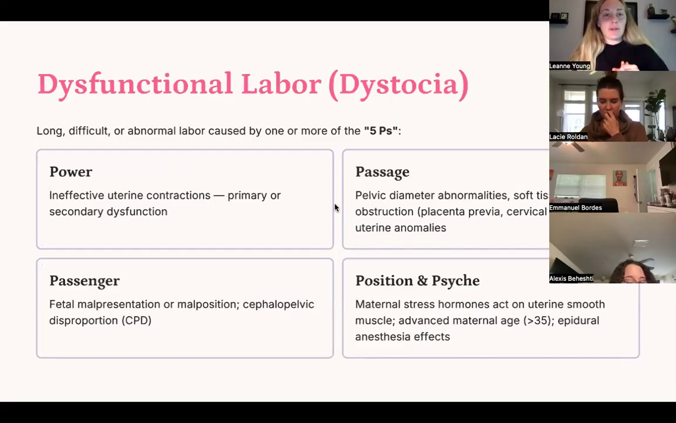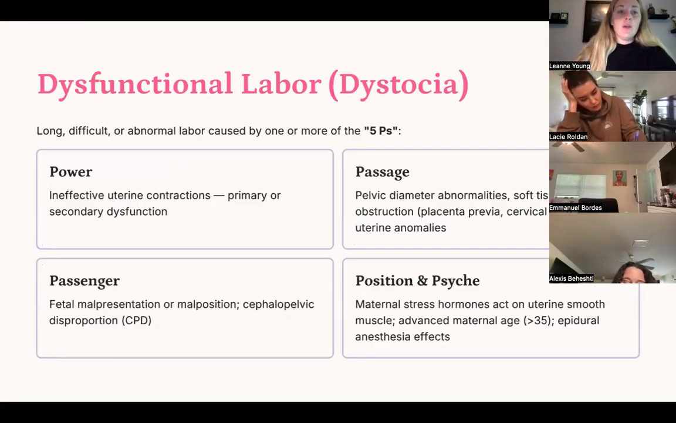So let's talk about dysfunctional labor or dystocia. I've already mentioned this a couple times in this PowerPoint, but I do want you guys to fully understand what we mean when we're talking about this. This is what happens when there's a long, difficult, or abnormal labor caused by one or more of the 5 Ps, which we talked about. You guys should have talked about this, I think, in week 2, the 5 Ps of labor: your power, passage, passenger, position, and psyche.